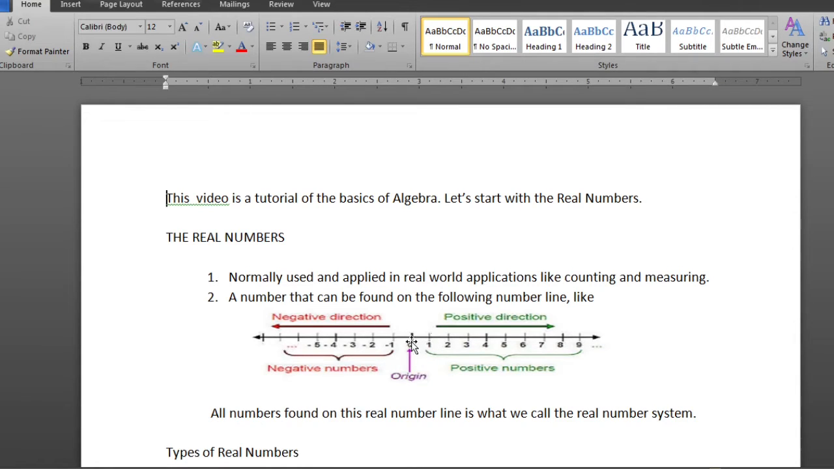At the center, we have this 0, which we call the point of origin. And from this 0, going to the left, it is a negative direction, and the numbers are negative. From 0 to the right is a positive direction, and the numbers are positive. All numbers found on this real number line are what we call the real number system. So this line is called the real number system.